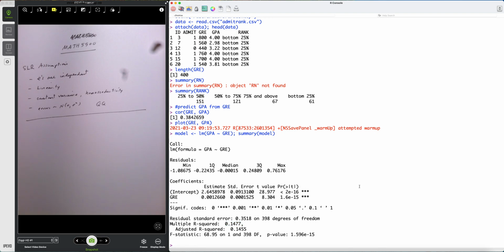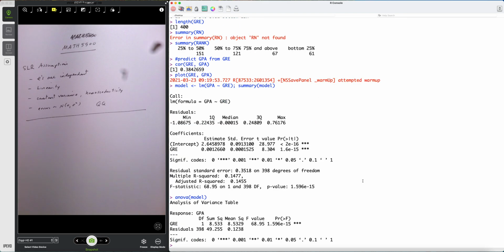So you need to tattoo that one to the brain, because that is something that I will definitely ask when it comes to high stakes. Next thing I'd want to do is look at the model. It's redundant in this case because we have one predictor.